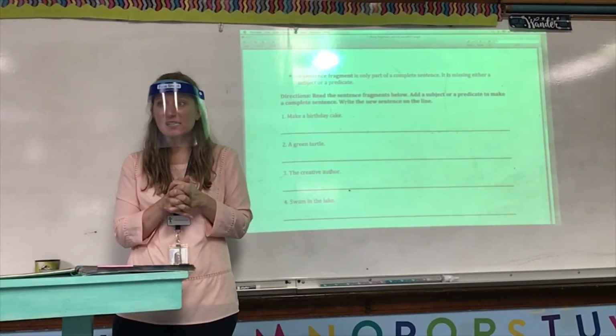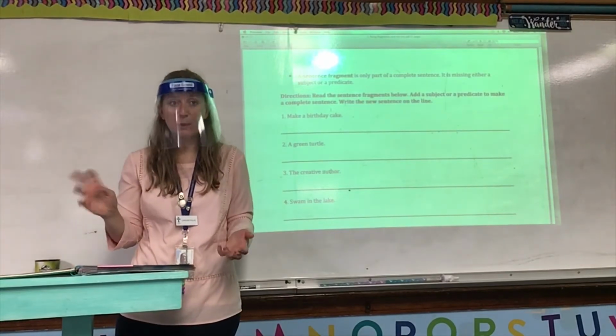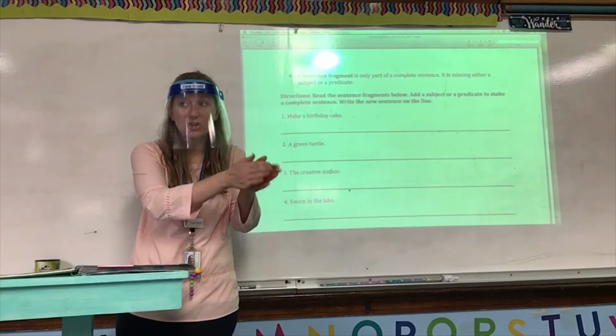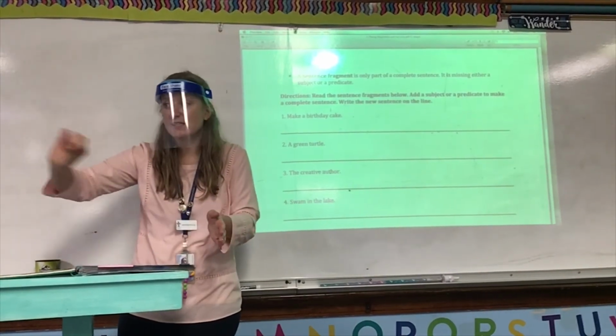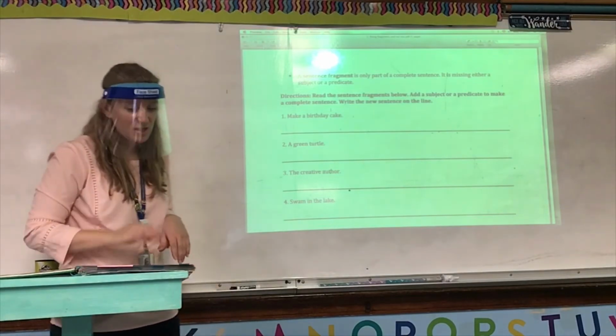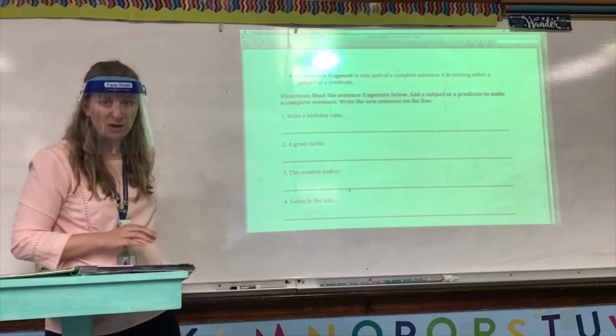Some of you do this and you don't put the capitals, you don't put the end punctuation. Well, that's not a choice. If it's written there and you're copying it, you copy it exactly as it appears. Capitals, punctuation, and all. So now, let's look at the directions for numbers 1 through 4.